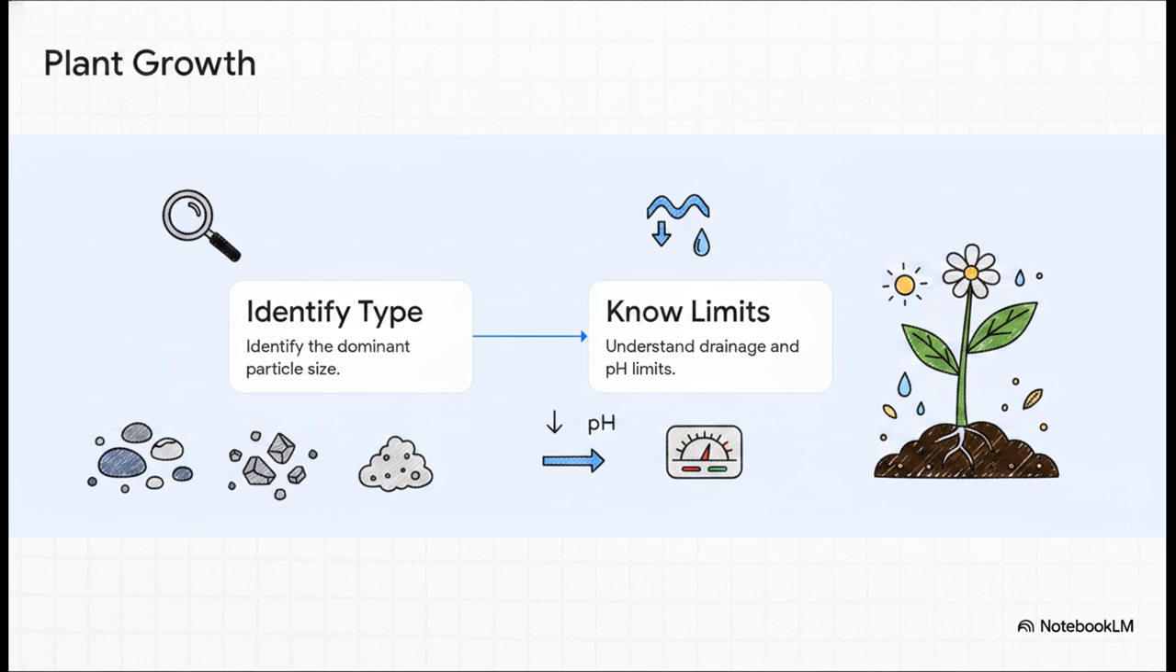Your first step is always to identify the dominant particle size you are working with. Once you know that, you'll understand its drainage habits and its pH limits. Working with those limits rather than fighting against them is how you finally provide the proper anchorage and nutrients to truly support healthy plant growth.